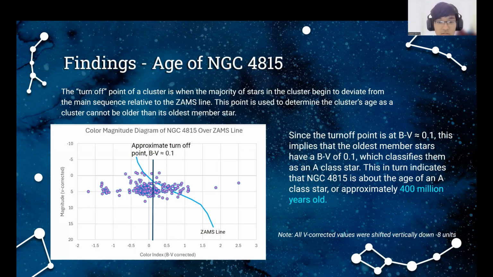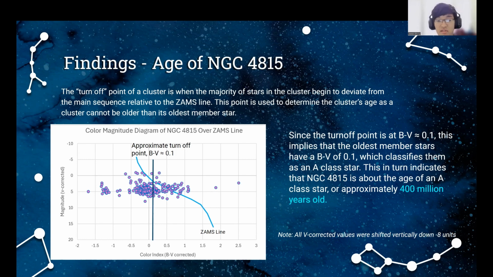And what about the age of NGC 4815? First we have to talk about a turnoff point. The turnoff point of a cluster is when the majority of the stars in the cluster begin to deviate from the main sequence relative to the ZAMS line, as shown in the graph below. This point is used to determine the cluster's age, as the cluster cannot be older than its oldest member star.